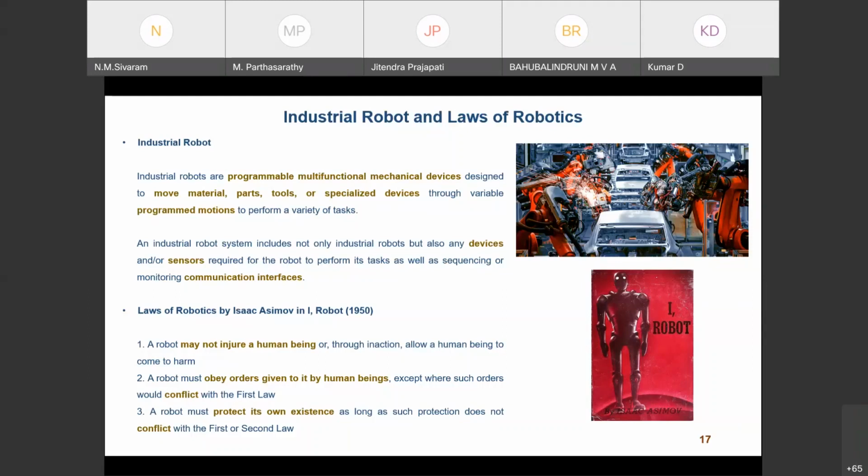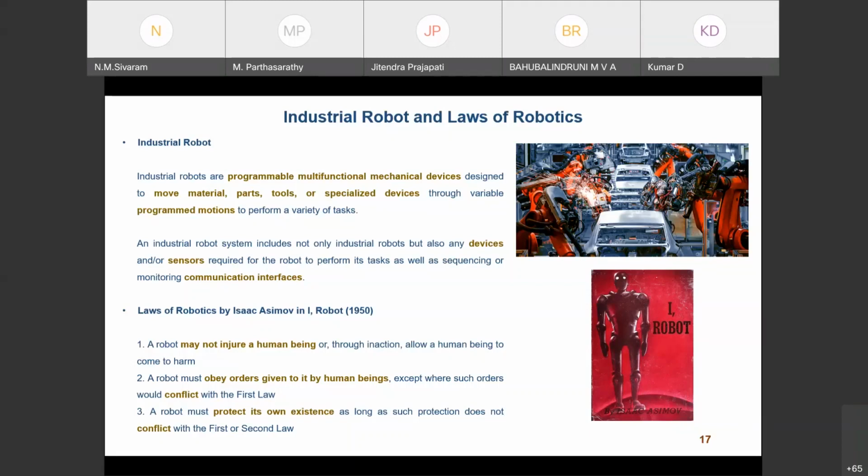And a robot must obey orders given by human beings. So you do some programming, the robot has to follow that. But there is a specific exclusion. It should not accept orders that conflict with the first law. The first law says that it should not injure human beings. So the second law says that it should follow human orders, but still it should hold the first law also. The first law should not be violated.